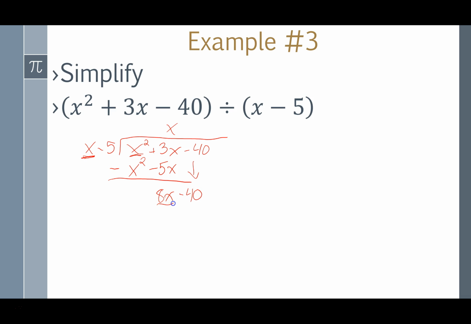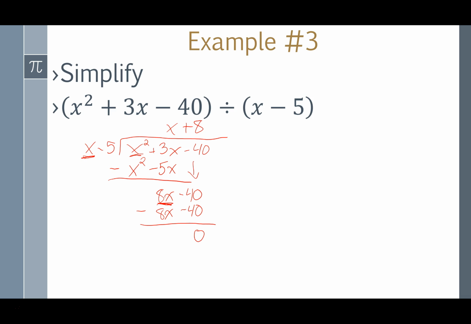We divide the first terms by each other. So 8x divided by x is 8. And then whatever's up top, we now multiply. 8 times x is 8x. 8 times negative 5 is negative 40. Again, subtracting. 8x minus 8x is 0. The x's cancel. That was supposed to happen. Negative 40 minus a negative 40 becomes negative 40 plus 40, which is 0.